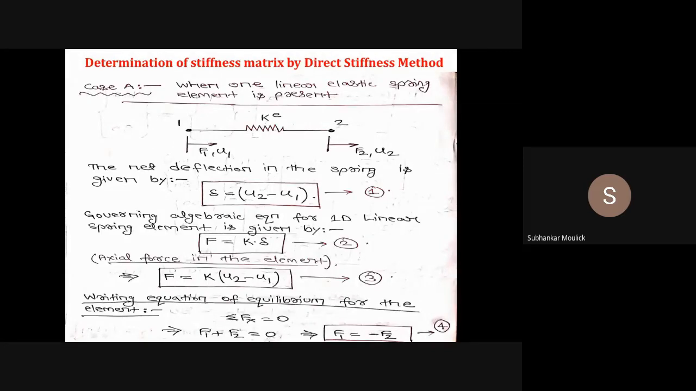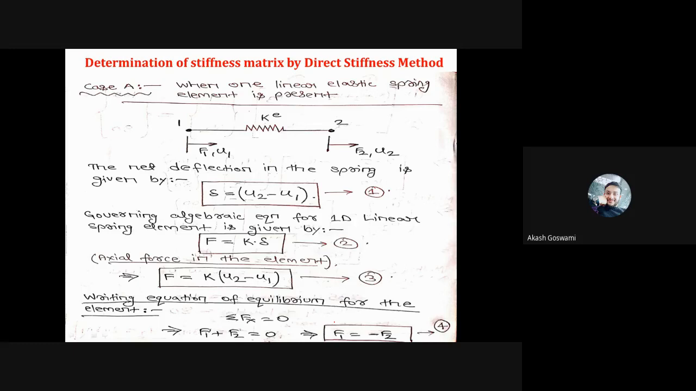So this is the governing algebraic equation for this particular element. Now, if I want to keep this element in equilibrium condition, I have to use the equations of equilibrium. That is, the summation of all the forces along x direction is equal to 0. And summation of Fx for this particular problem will be what? It will be F1 plus F2 along positive x direction. So F1 plus F2 equal to 0. So I can write F1 is equal to minus F2, or F2 is equal to minus F1. That is equation number 4. Is it clear?